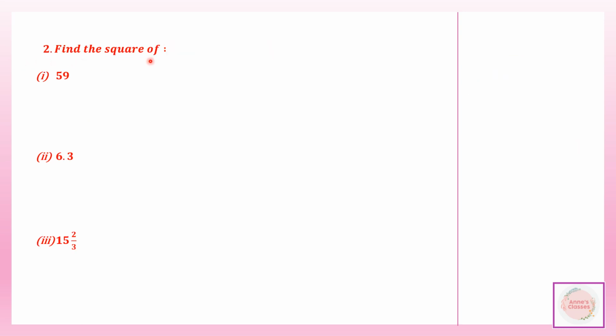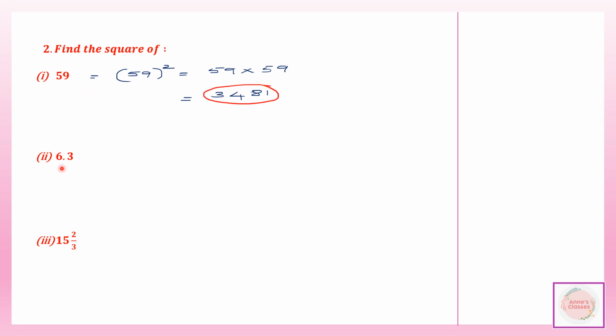Question 2. Find the square of these numbers. So how do we find the square of any number? By multiplying that number by itself. If I have to find the square of 59, I write it this way, 59 square. That is 59 into 59. I have to multiply these two, and the answer that I get is the square of 59. And when you multiply both, you will see that the answer is 3481. So this is the square of 59.